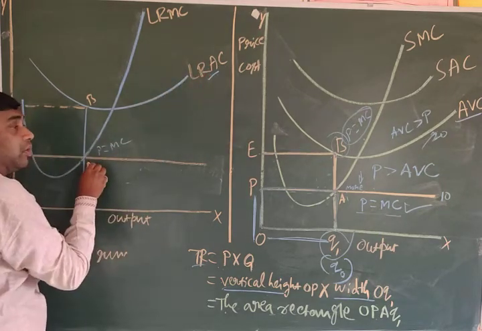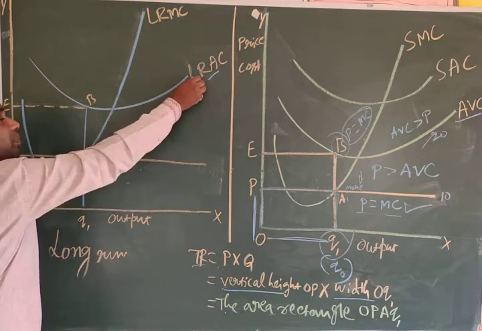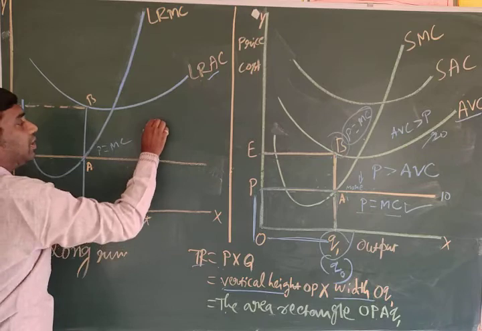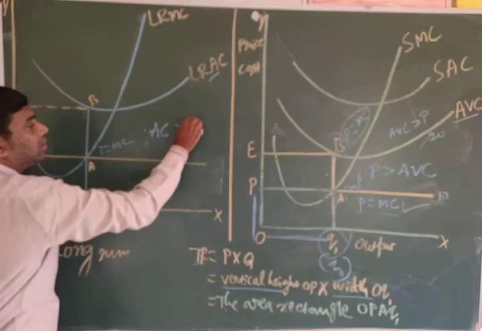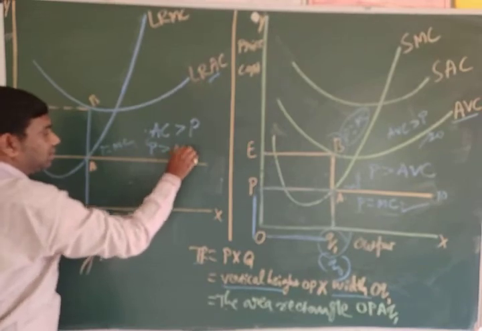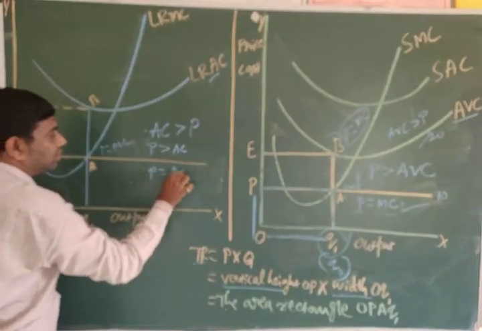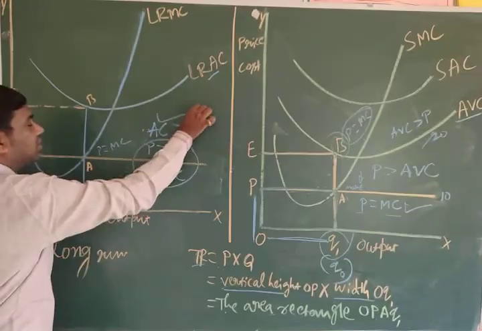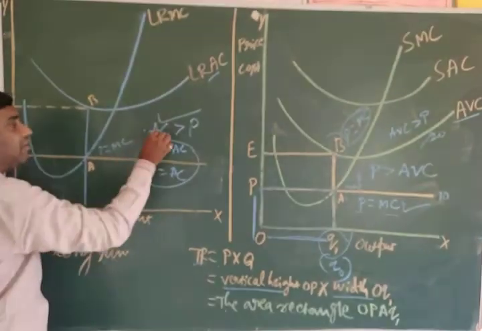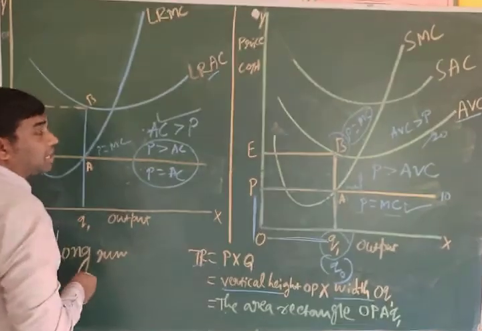Is it possible? No. What's happening here? Average cost is more than the price. But actually it should be like this: price is more than the AC or price should be equal to AC. But this is wrong. Here is what's happening in this diagram. We are observing AC greater than P. That means average cost is greater than price.